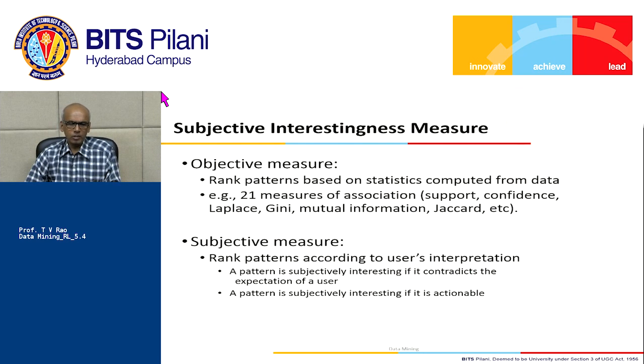So people suggest that there should be subjective elements included to evaluate. The objective measures are based on simple computations which are statistical. There are numerous measures of association that can be used. But the subjective measures come from the user's own interpretations. A rule will become interesting if it contradicts the expectation of the user. Similarly, a rule becomes interesting if it is actionable by the user.